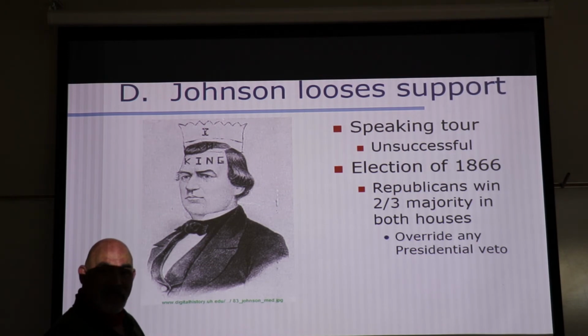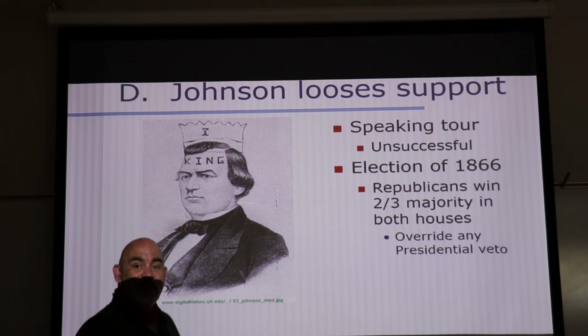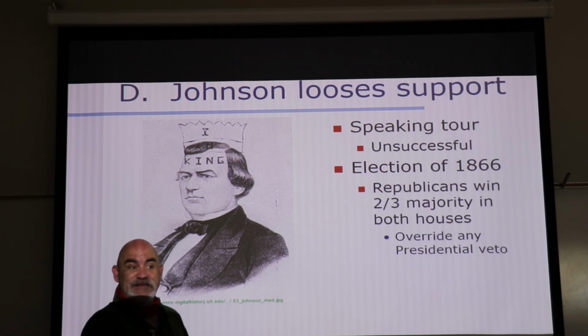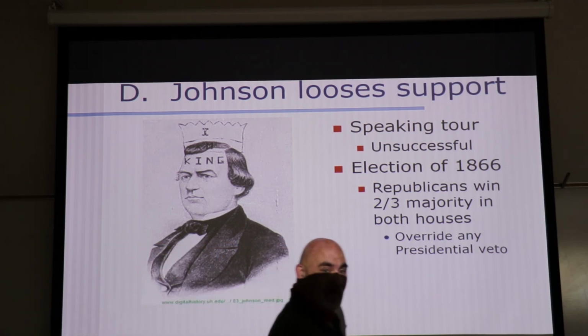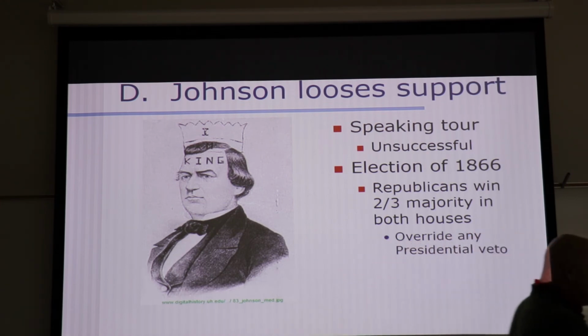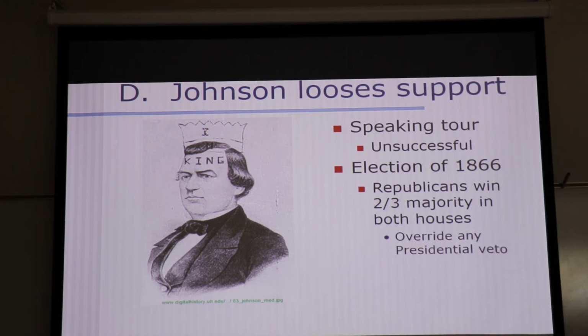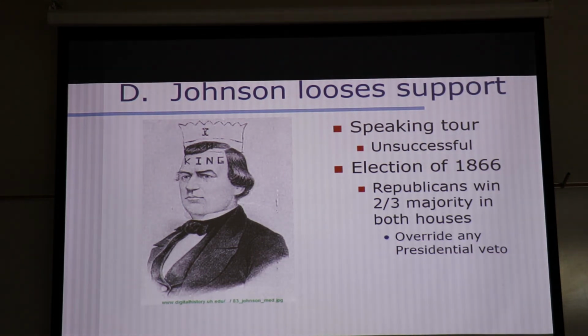Also, at one stop, in Cleveland, he took a dramatic pause, and the engineer thought, oh, well, he must be done with his speech. So he goes ahead and starts leaving the station in the middle of Johnson's speech. And by the midterm elections of 1866, the Republicans win a 2/3 majority in both houses of Congress. So basically they can override any presidential veto. They're going to be the big dogs now.